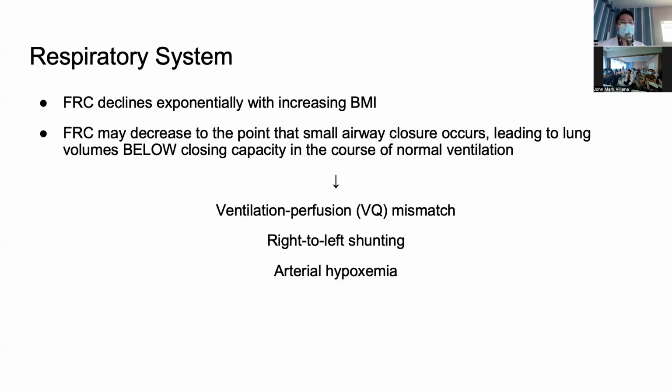FRC declines exponentially with increasing BMI and may decrease to the point that small airway closure occurs, leading to lung volumes below closing capacity in the course of ventilation, leading to ventilation perfusion mismatch, right to left shunting, and obesity hypoventilation syndrome.